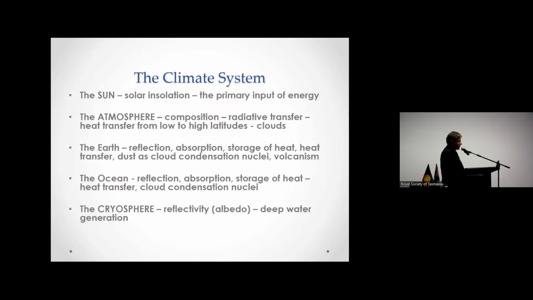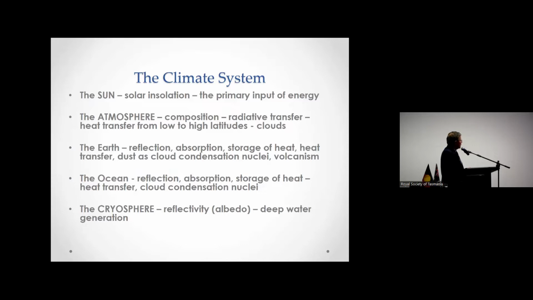So let's look then at the climate system. How does it work? I think it's pretty obvious that all the energy has to come from the sun. It's a tiny amount of the energy the sun produces, but we pick up what we can, and that's the primary input for the energy driving our climate system. The other part of the system, though, is the atmosphere.